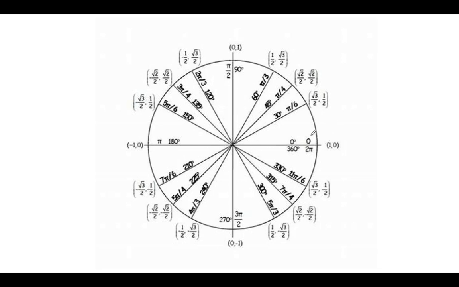So we're going to start off, and if you remember, your x values represent cosine, and your y values represent sine at each one of these points. So these are my sine values. And we're going to start off by graphing sine.